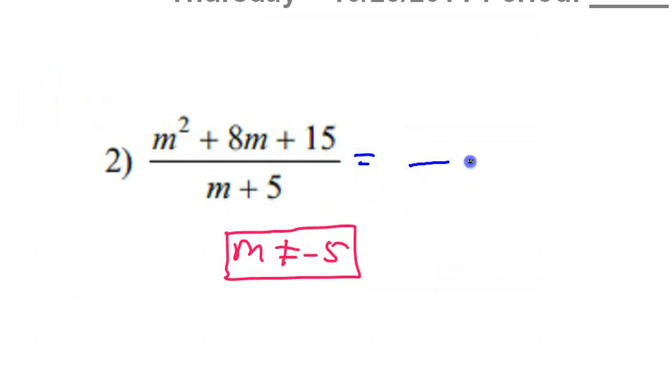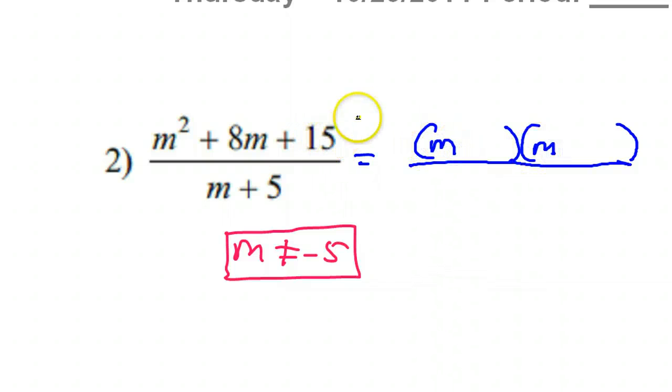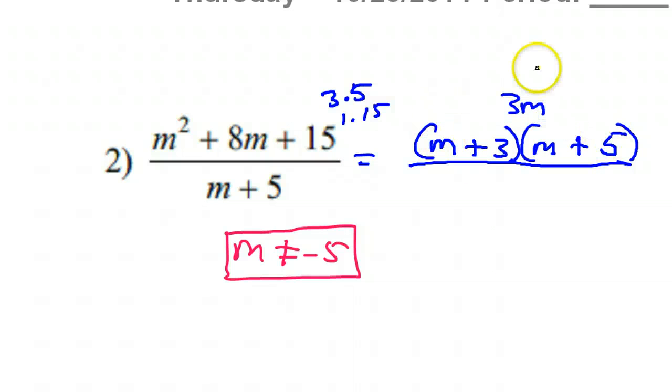If I try to factor the numerator, there's no common factor, so my only hope is binomial times binomial. m squared is m times m. 15 could either be 3 times 5 or 1 times 15. I'm betting on 3 times 5. Everything is positive, so that would be positive and positive. And yes, inner, I have 3m. Outer, I have 5m. Together that makes 8, so that looks good. So this is how it factors.